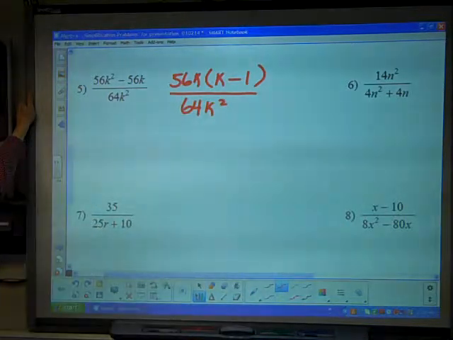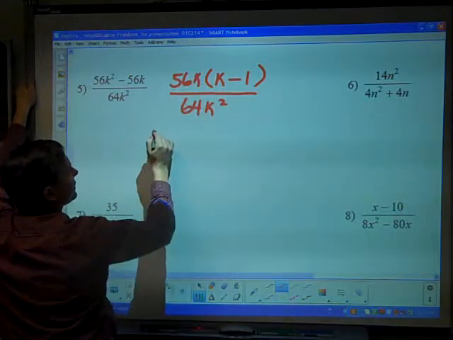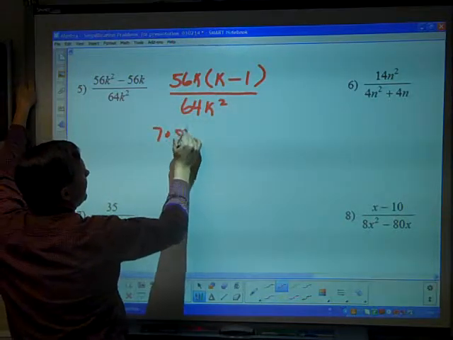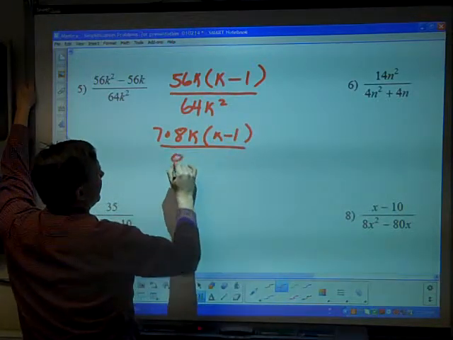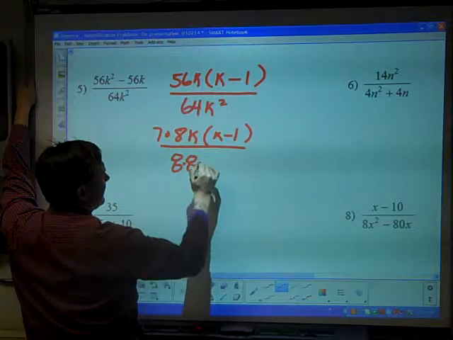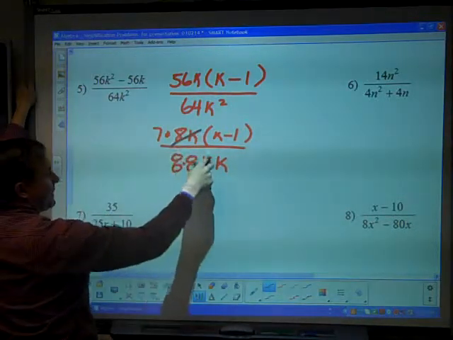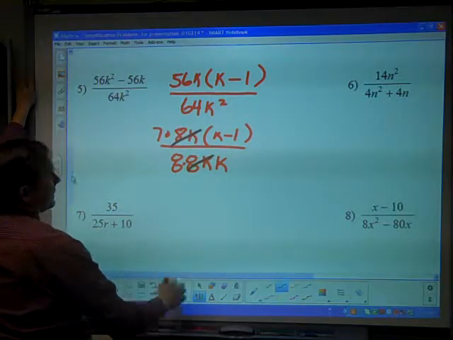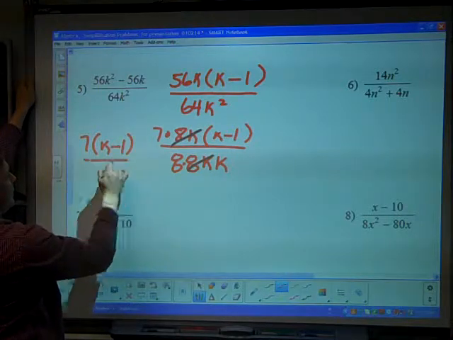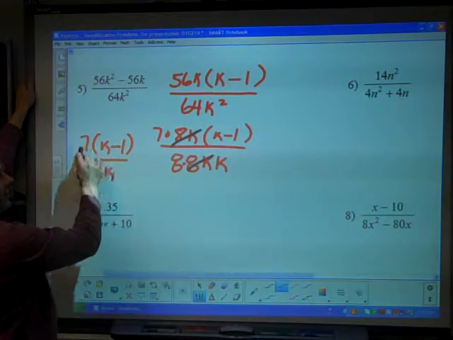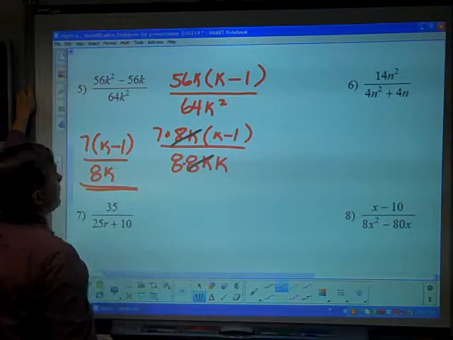And again, this is a time where maybe it would help for us to write 56 and 64 as factors so we see this. So 7 times 8k times k minus 1 over 8 times 8 k k. And again, now you have factors, 8k, 8k. And I'm left with 7 times k minus 1 over 8k. You can redistribute this, 7k minus 7. But here is our simplified solution for number 5.